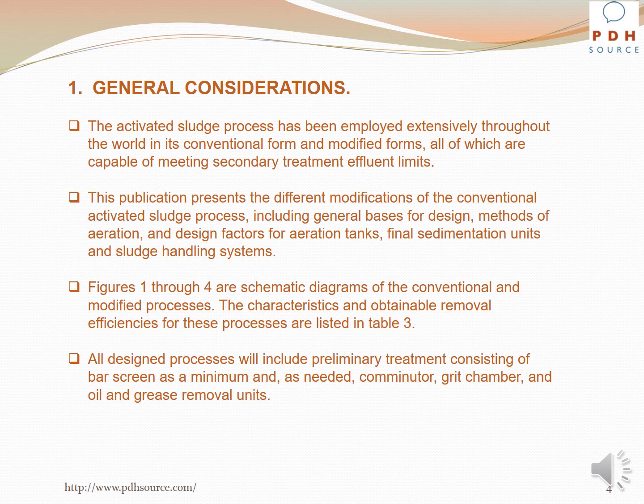Figures 1 through 4 are schematic diagrams of the conventional and modified processes. The characteristics and obtainable removal efficiencies for these processes are listed in Table 3. All designed processes will include preliminary treatment consisting of bar screen as a minimum and, as needed, comminutor, grit chamber, and oil and grease removal units.